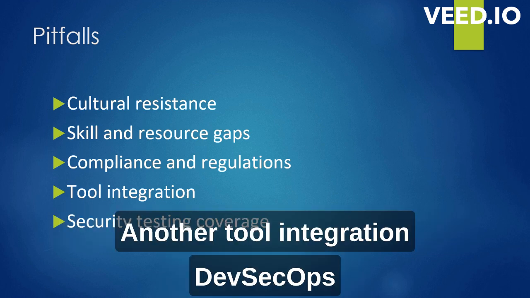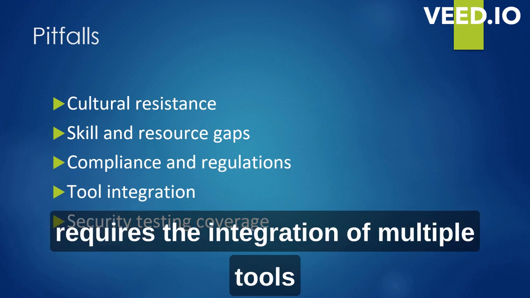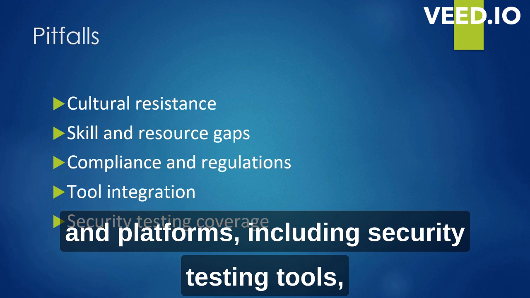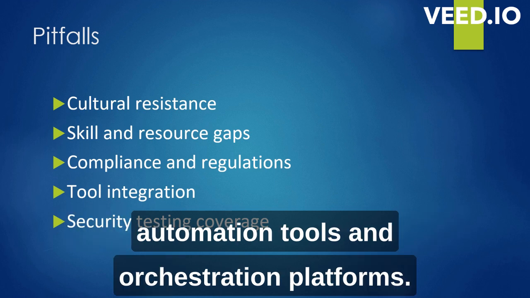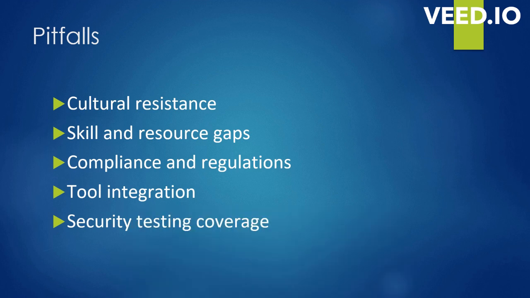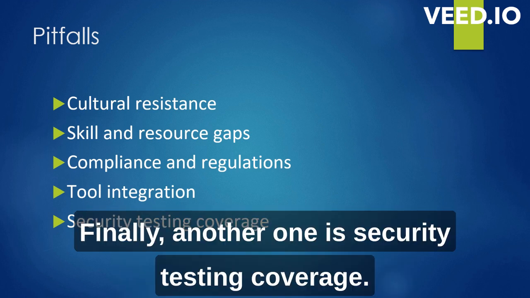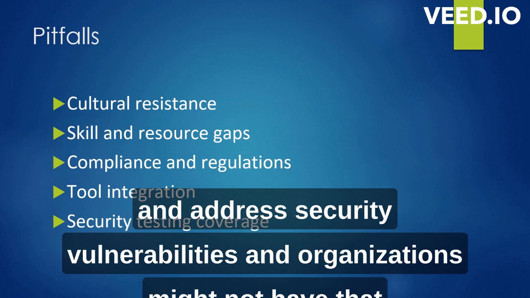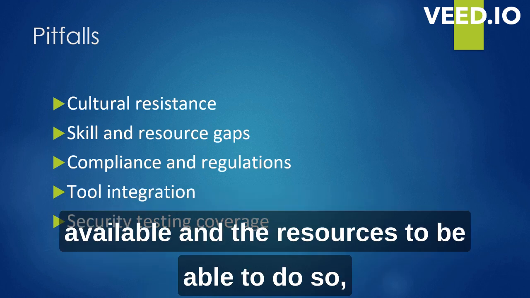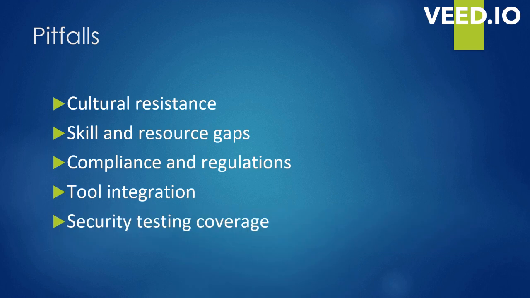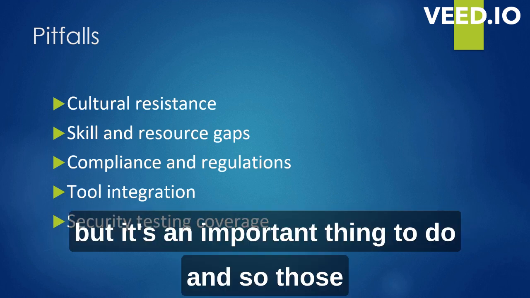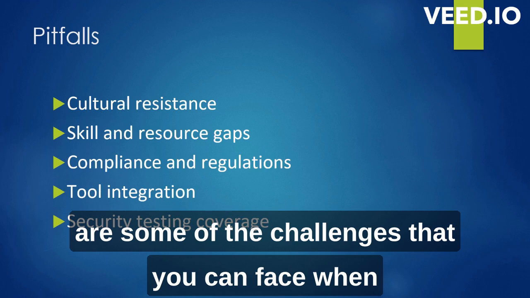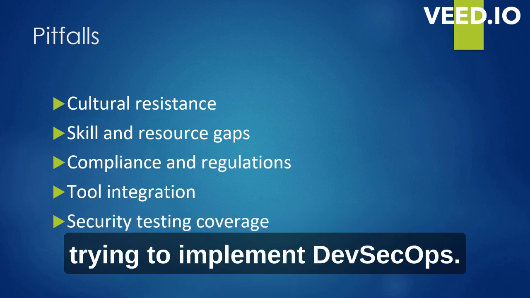Another one is tool integration. DevSecOps requires the integration of multiple tools and platforms, including security testing tools, automation tools, and orchestration platforms. Finally, another one is security testing coverage. DevSecOps requires continuous testing and analysis to identify and address security vulnerabilities, and organizations might not have the resources available to be able to do so, but it's an important thing to do. And so those are some of the challenges that you can face when trying to implement DevSecOps.